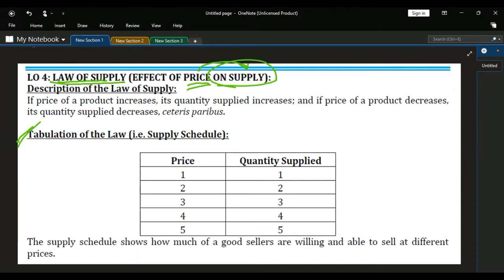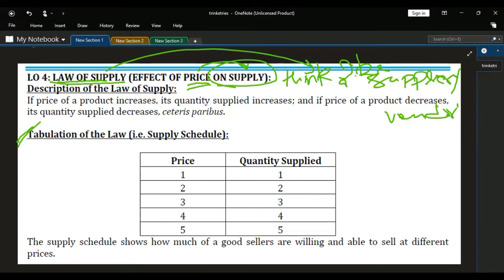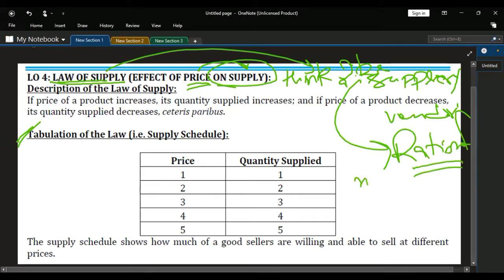Let's start our class. In order to study law of supply, you have to think like a supplier or a vendor whose main objective is only to increase its profit margin, so its profitability level can increase up to a maximum level. So the supplier is thinking as a rational person who only wants to maximize his profit level.